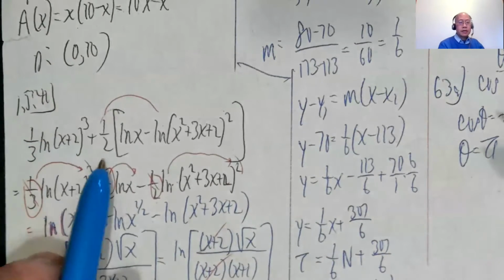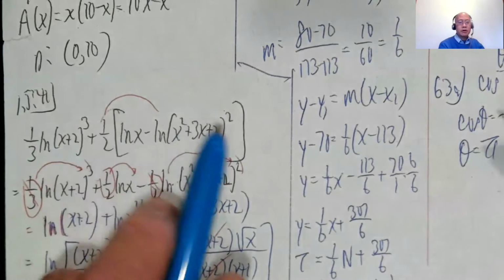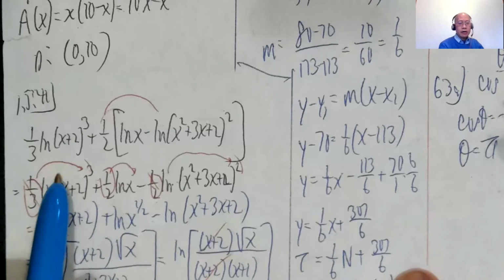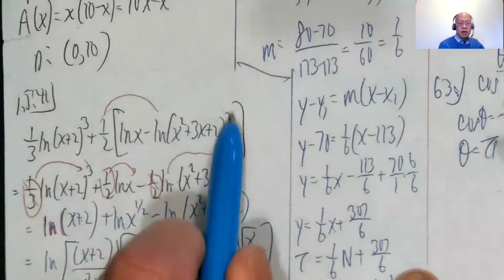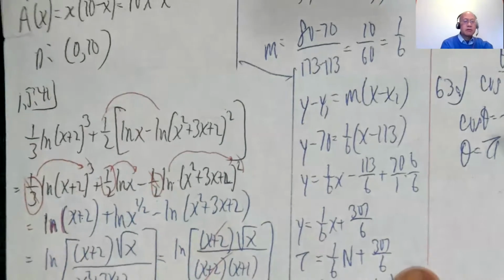1.541 looks like this. 1/3 of ln (x plus 2) cubed plus 1/2 of all this mess. The 1/3 can climb up, and when it does that, they cancel out. The 1/2 can climb up, it climbs up over here and climbs up over here. 1/2 times 2 is 1, so these guys cancel out.